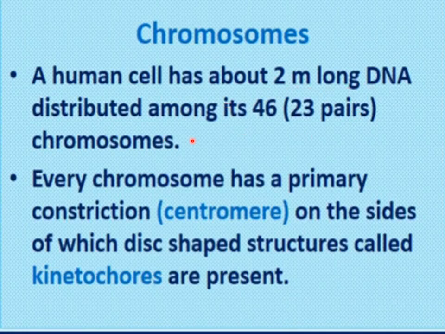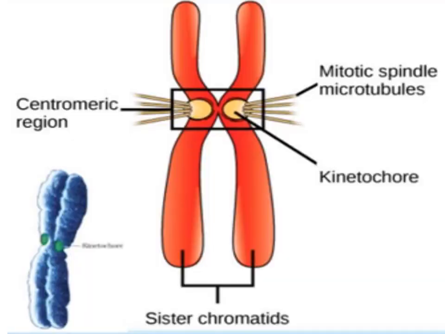So this 2 meter long DNA is distributed among these 46 chromosomes. Every chromosome has a primary constriction that is called the centromere. On the sides of the centromere, a disc-shaped structure is present, which is called the kinetochore. In this diagram, it will be clear.